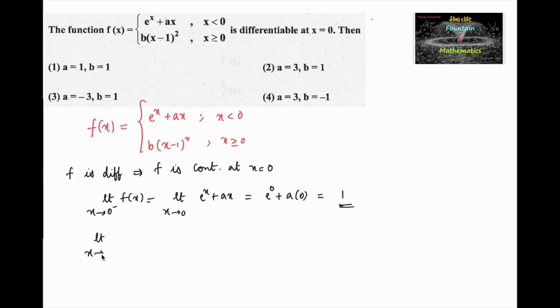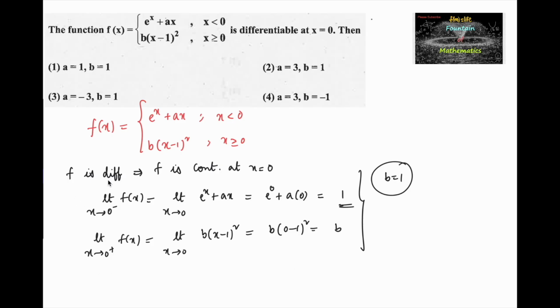And right hand limit, x tends to 0 plus f of x, is equal to limit x tends to 0 above 0, where we consider the function as b times of x minus 1 whole square, that is b times of 0 minus 1 whole square, which is b. Since the function is continuous, we can say left hand limit is equal to right hand limit, so b is equal to 1.